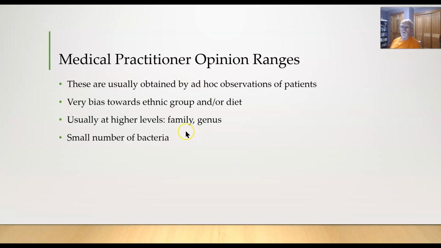And often the practitioner ranges go down to family or genus only, not down to species or strain. In other words, we are doing very broad painting of what is or is not significant, which is generally not ideal because often it is at the species or even strain level where we find the oddities happening. That is a particular species or a particular strain that's causing a problem. And usually when we have practitioner suggestions, we have a small number of bacteria. In some cases perhaps 15, maybe 20 bacteria, although potentially there are 2,000, 3,000 different bacteria.